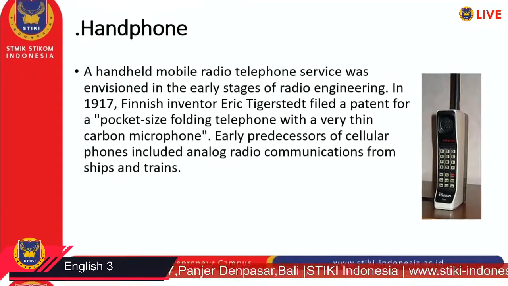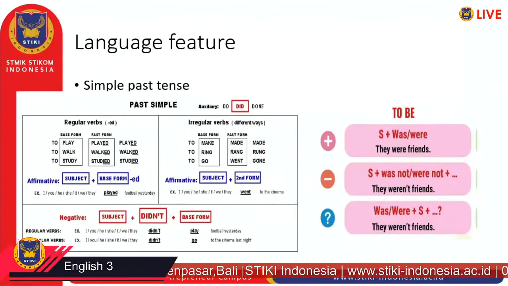Okay, let me see the language features when we are talking about history of something or the technology. The first one, we will use simple past tense when we are talking about the history of technology. There are two kinds of simple past tense. The first one, you have to make nominal sentences and verbal sentences. When you want to make a nominal sentence, you need to be, but in the past form. That is was or were. And if you want to make a verbal sentence, you have to change the verb into past form.